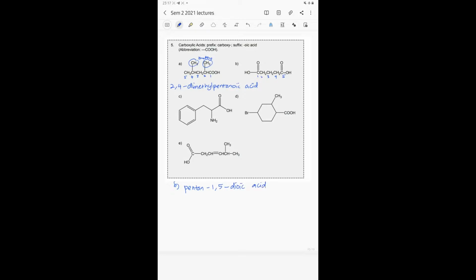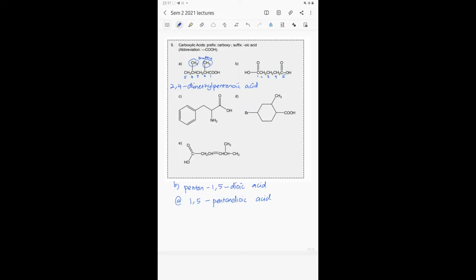Dioic acid. Okay, we can also give the name as 1,5, where we put the numbers in front: 1,5-pentanedioic acid. Both are correct.